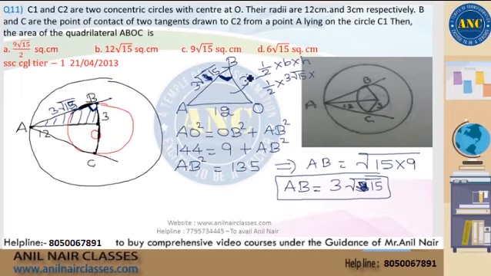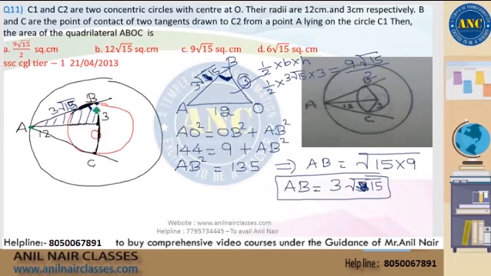Height is how much? Height is nothing but OB. OB is nothing but 3. That means, can I say area of AOB is nothing but 3 into 3, 9. It is nothing but 9 root 15 by 2. Sir, but the question is not asking for the area of triangle AOB. It is asking for the area of quadrilateral ABOC. This is where you need to know the property of a quadrilateral.